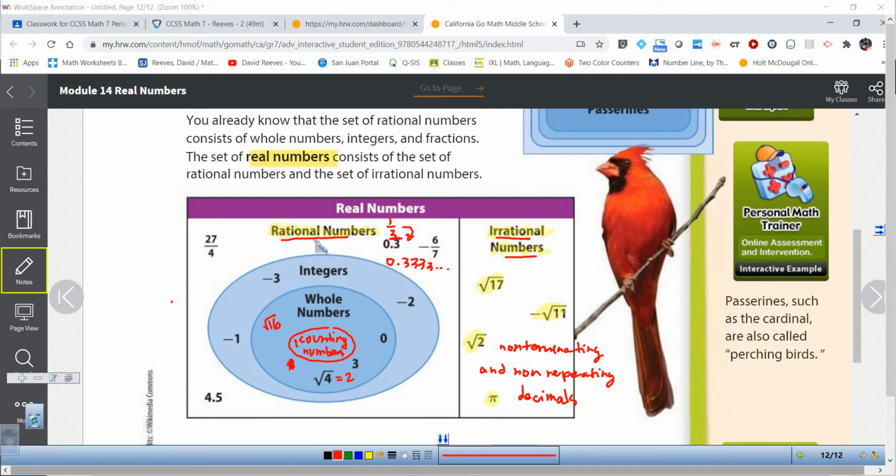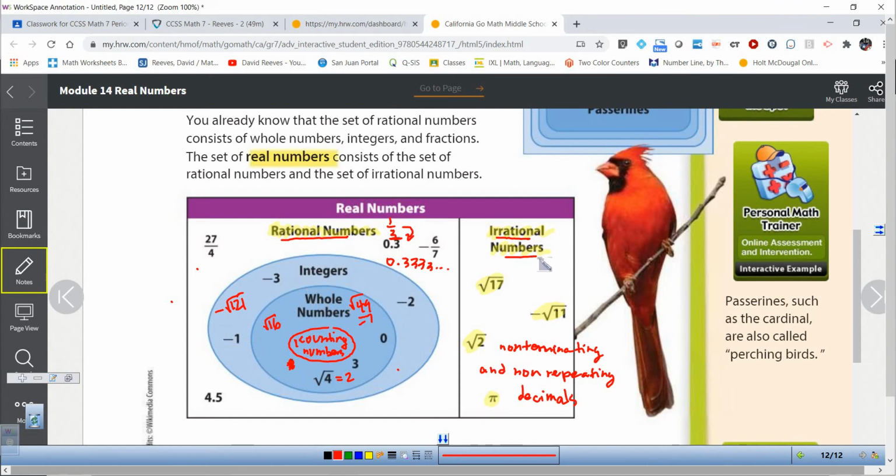So if I want some square roots that are rational, I could put the square root of 49 because that's equal to 7. Or I could put the square root of 121 because that's equal to 11. I'll put the negative out in front of it, and then it's the integer.